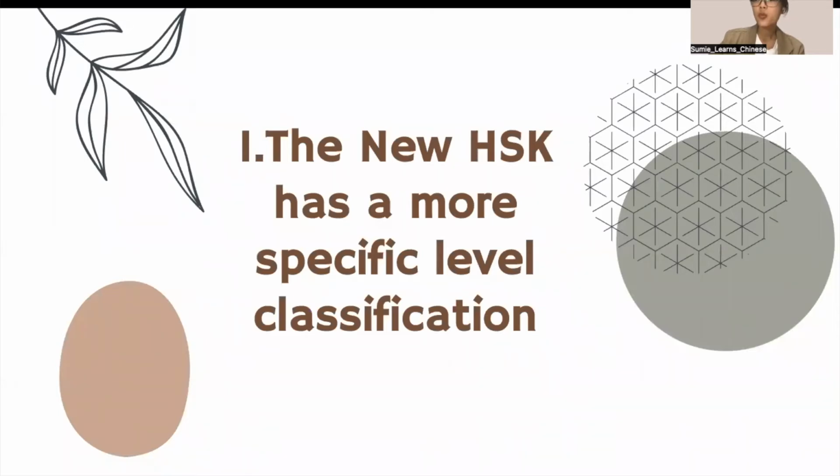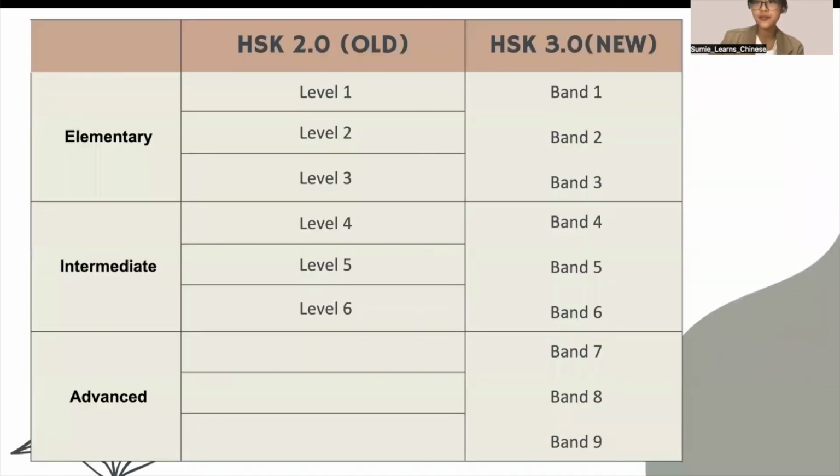There are a lot of changes which we have to pay attention to. First of all, the new HSK has a more specific level classification. Let's take a look at the table. We can see that in the past, we had 6 levels. Level 1 is the basic one. Level 6 is the hardest one. But now, the hardest one is not band 6, it's band 9, so it's totally changed. We now have band 1, band 2, band 3, band 4 to band 9, not 6 levels anymore.